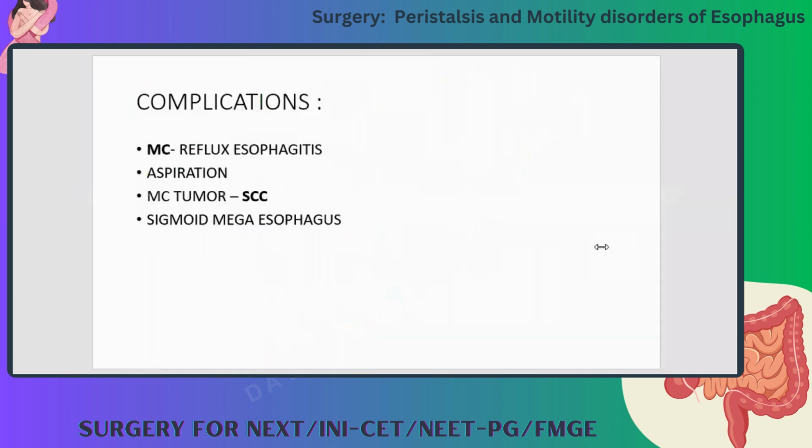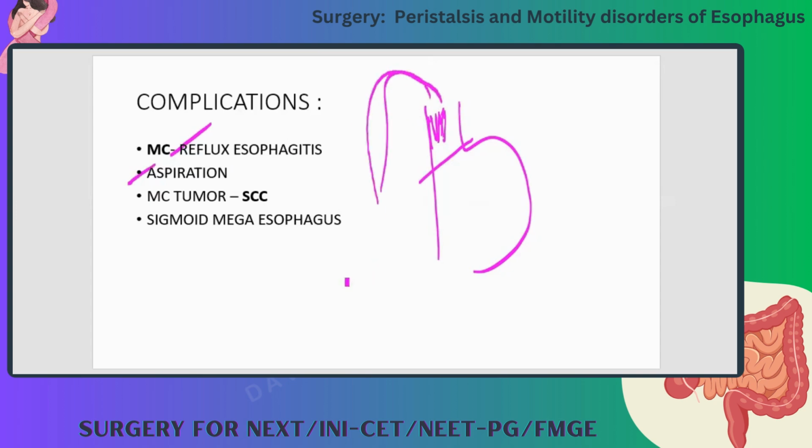So the complications: food is left behind in the esophagus for a long time. So there will be reflux esophagitis. There may be aspiration, the patient may aspirate the food into the lungs, or there may be sigmoid megaesophagus, where the esophagus will be dilated and bulky. In the long term, there may be tumor formation, turning into malignancy, and it is squamous cell carcinoma. These two are important: the most common complication is reflux esophagitis, and the most common tumor is squamous cell carcinoma.